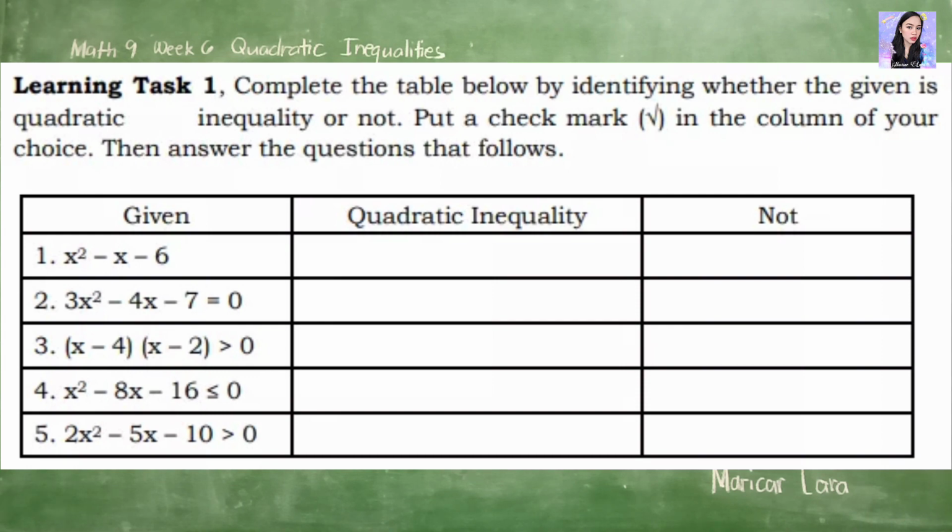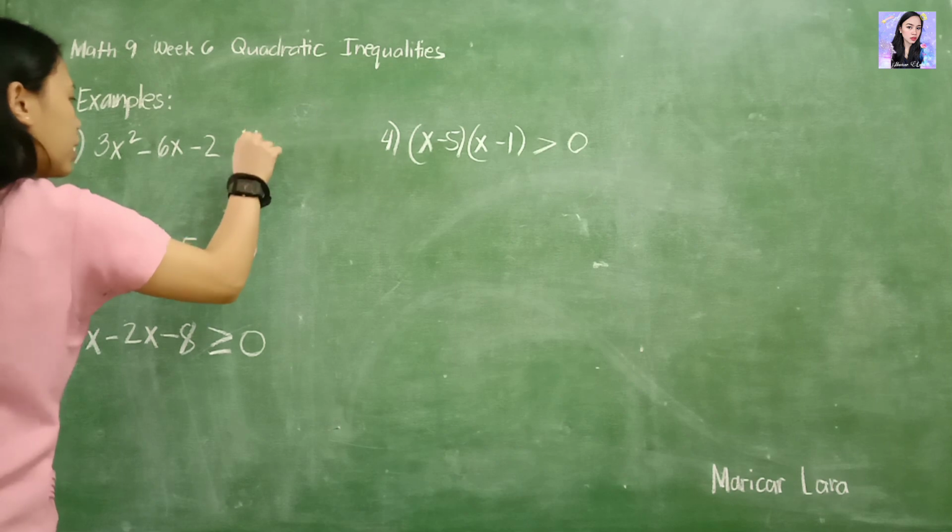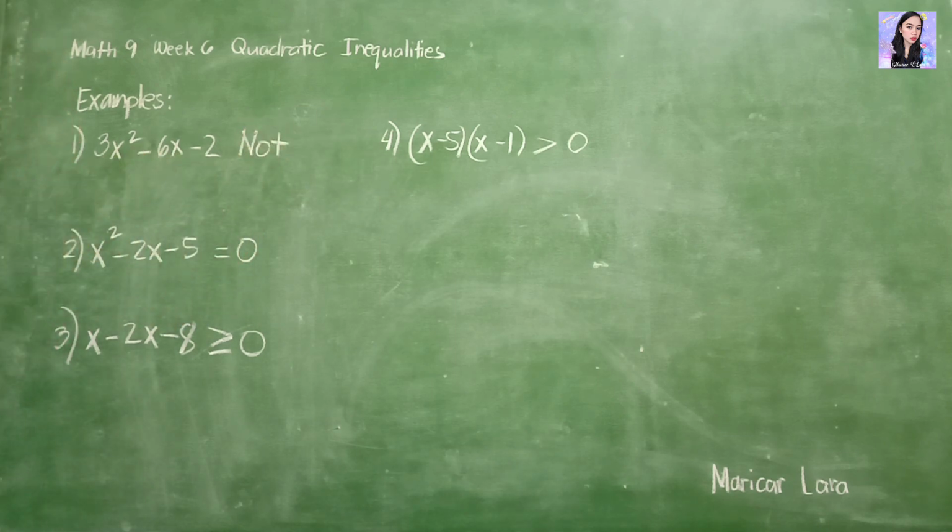So let's have examples. Okay, so let's have number 1, 3x squared minus 6x minus 2. So this is not quadratic inequality. Why? Kasi siya ay expression lang. Wala siyang symbol ng inequality, kaya siya ay expression. Wala ding symbol ng equal sign, kaya expression lang.